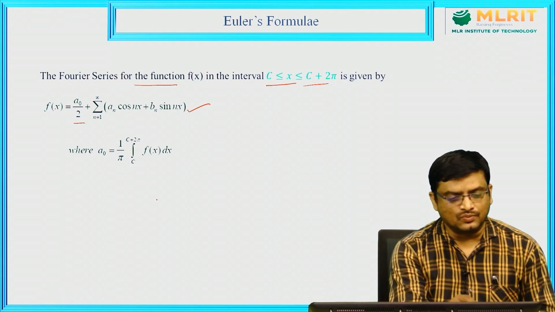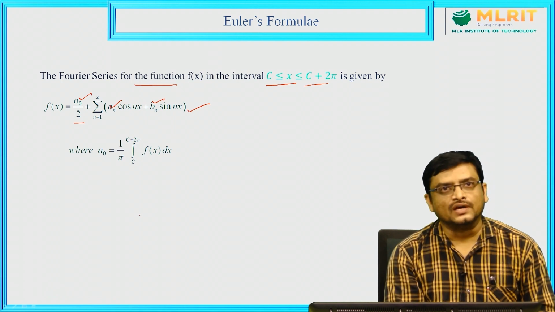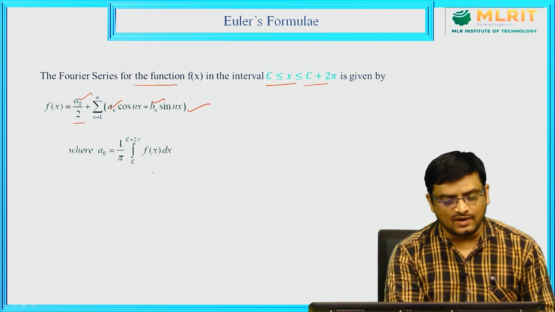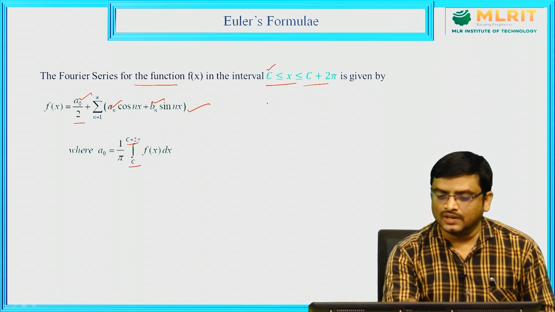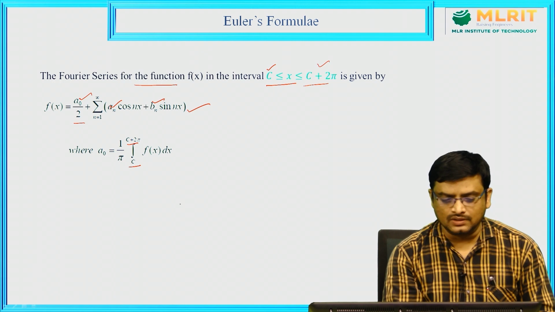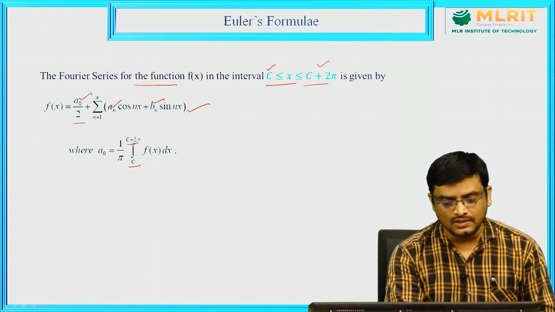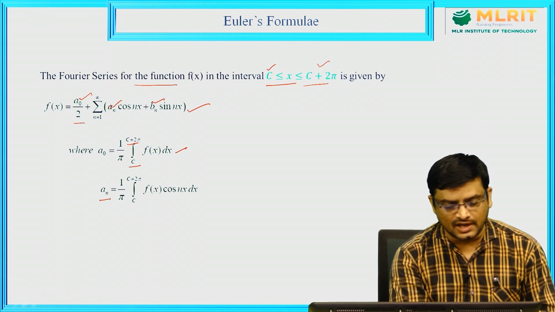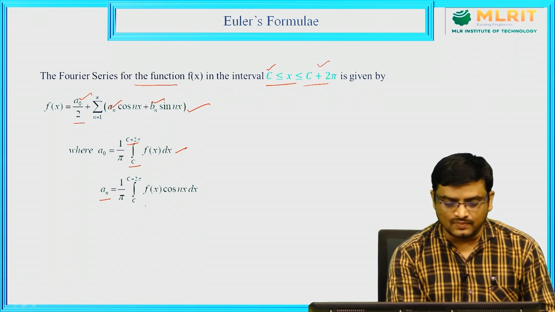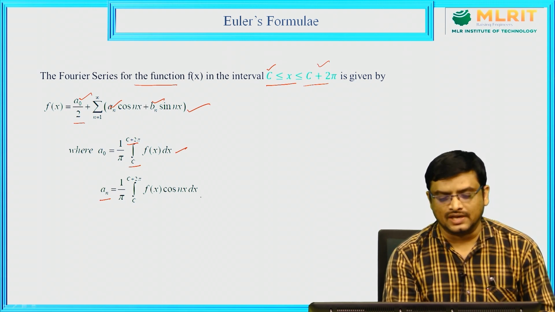And here we have some coefficients: a naught, a n and b n. In order to find the values of a naught, a n and b n, we have standard formulas. So a naught is given by 1 by pi integral c to c plus 2 pi. This is the interval we are taking, so this is the initial value and this is the final value in that interval. We have to take these values as the limits of this integration, c to c plus 2 pi, of f of x dx. And the next coefficient is a n, which is defined by this standard formula: 1 by pi integral c to c plus 2 pi of f of x into cos nx dx.